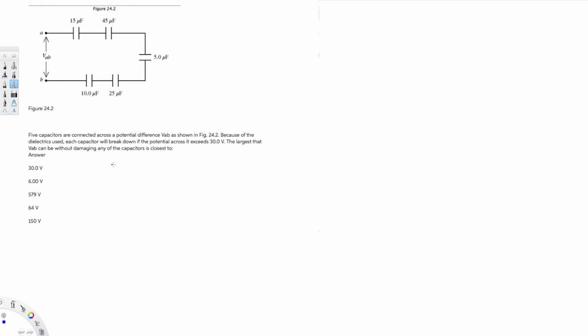First of all, we have to find the charge, because we know that Q is equal to CV. Here we are trying to find the VAB, and using this information, we have to find the charge. The potential difference is highest across the lowest capacitance, so we have to choose the lowest capacitance to find the charge. If you look at this one, the 5 microfarad is the lowest capacitance, right? So we have to find the charge in this one.